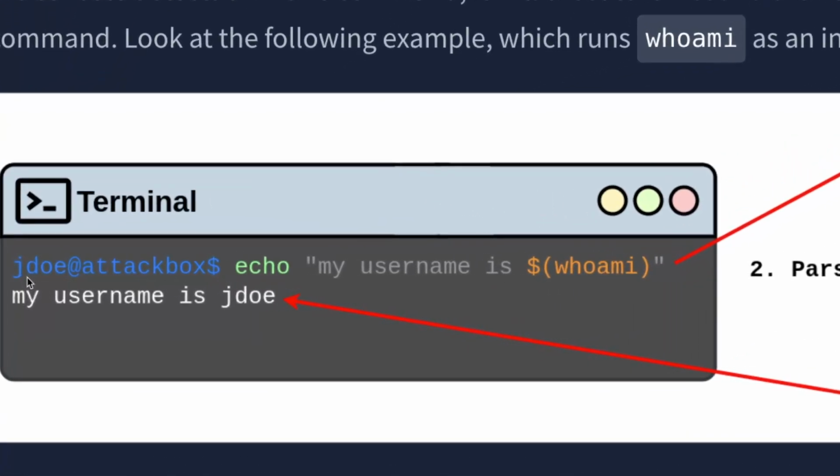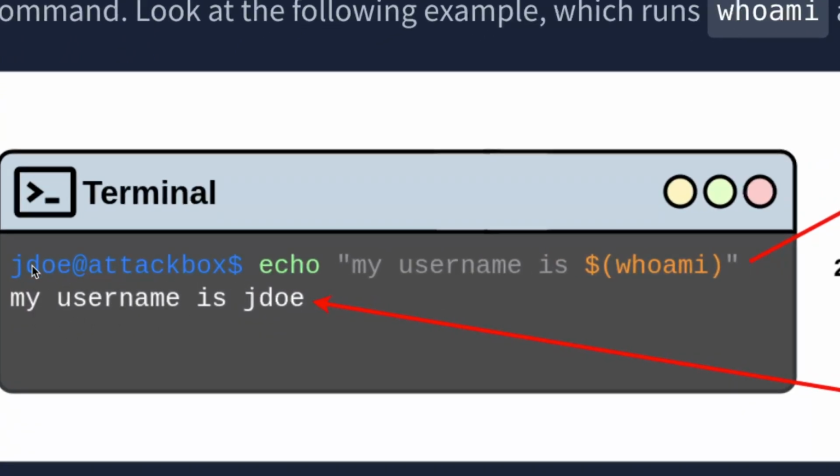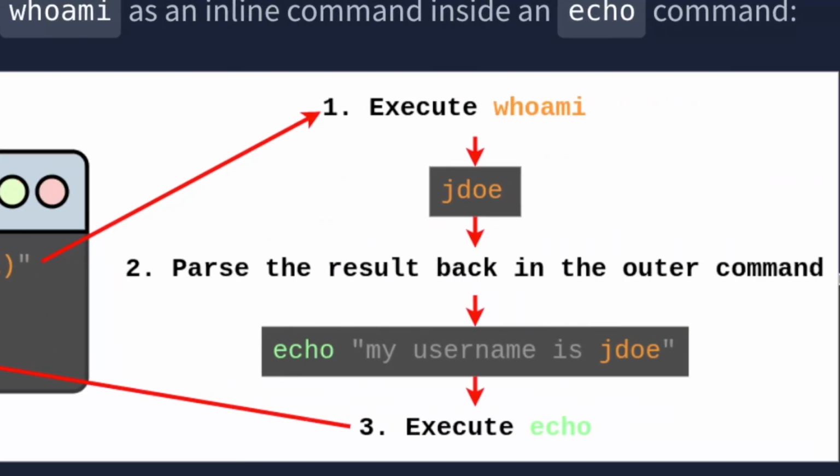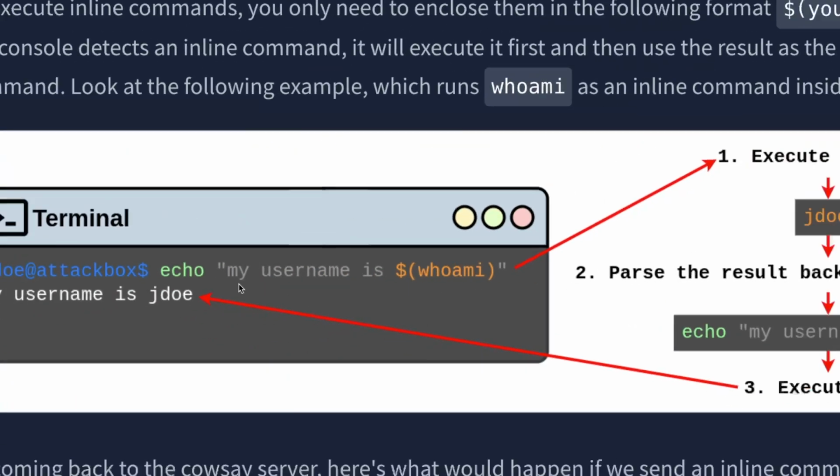So let me zoom in here a little bit. On this attack box, the J Doe user is the person that's here. If you put in the whoami command without putting it inside of this echo command or this string, it's just going to give you the actual username, right? So that's how echo works. If we execute whoami, it gives us John Doe. If we parse the result back in the outer command, then it would execute echo. So instead of executing just whoami by itself, it's going to execute echo and say my name is John Doe, right? So that's basically what this command is doing for us.